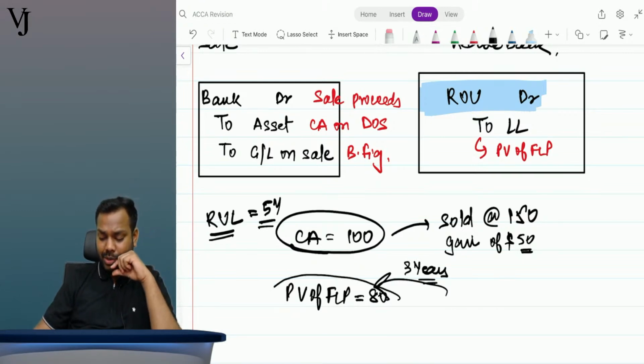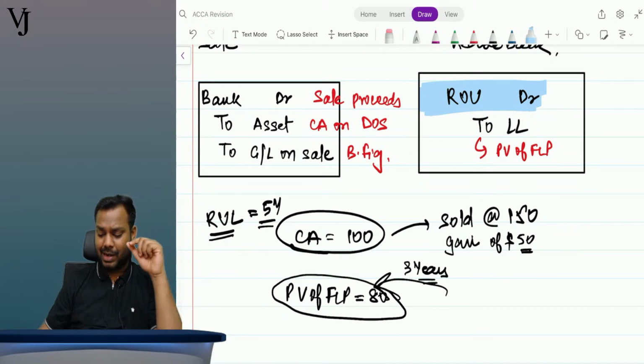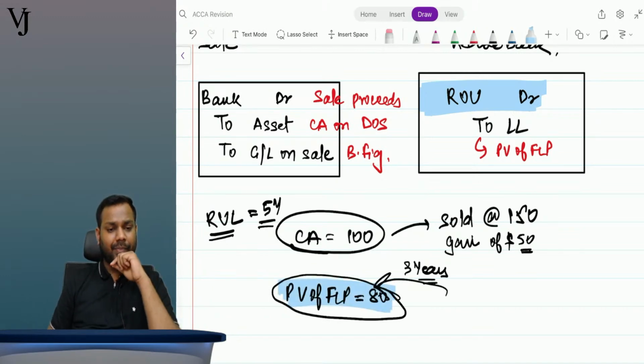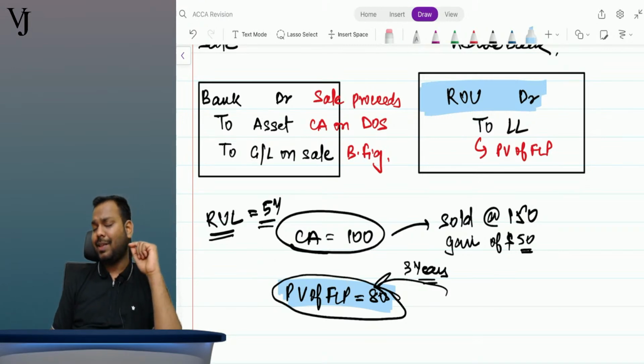Now tell me, do you think recognizing the asset at 80 is correct? I will come back to that, no worries. But first of all, let's discuss this part. Is recognizing the asset at 80 correct?